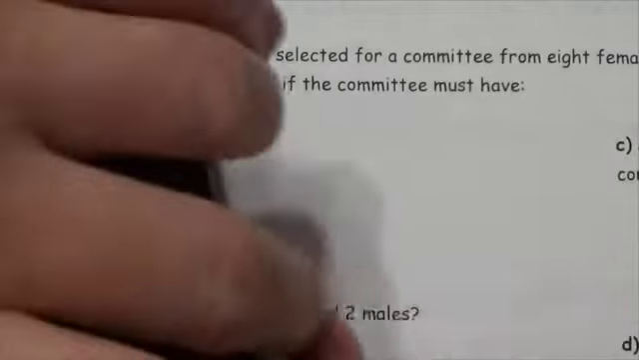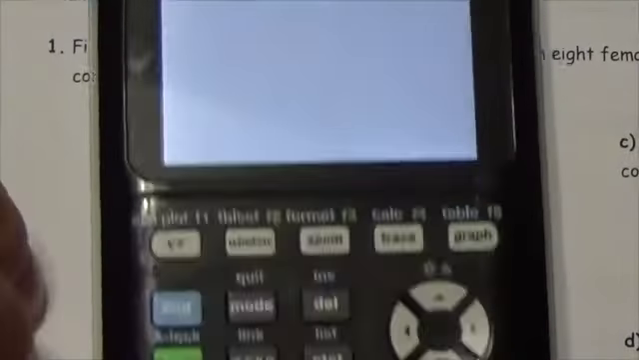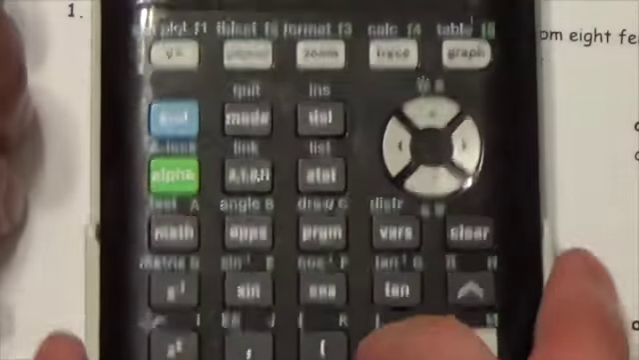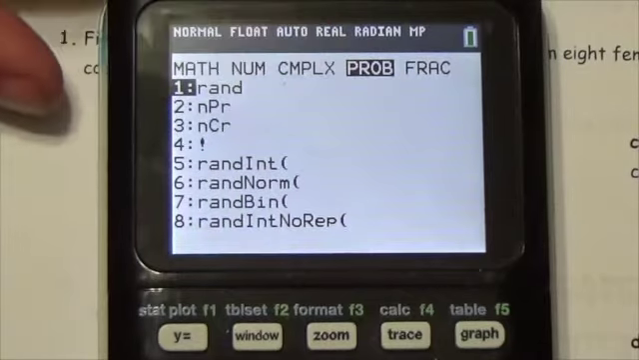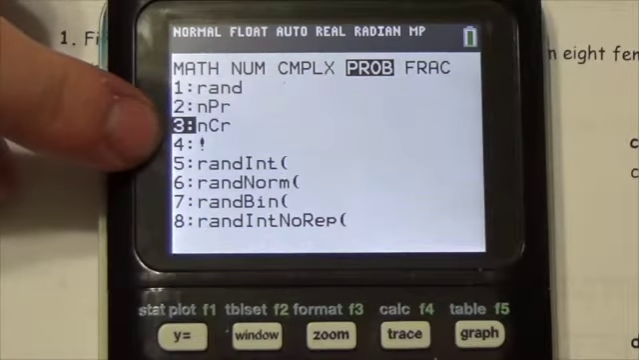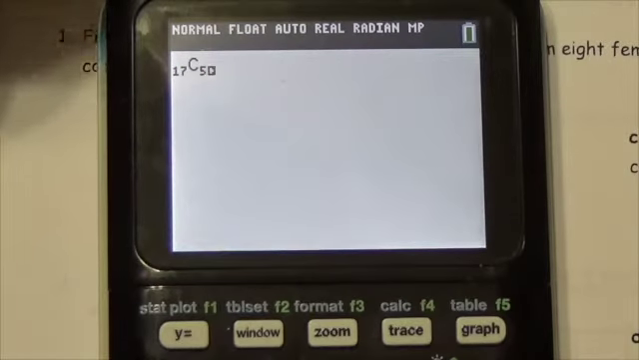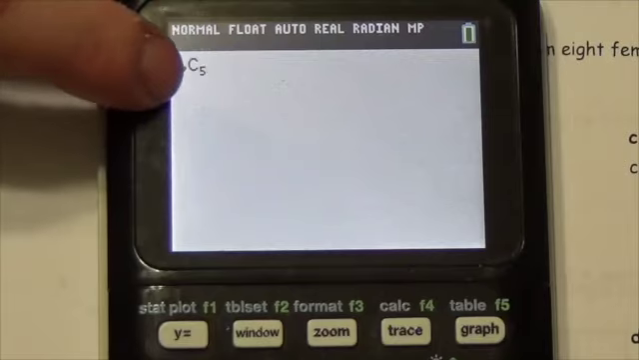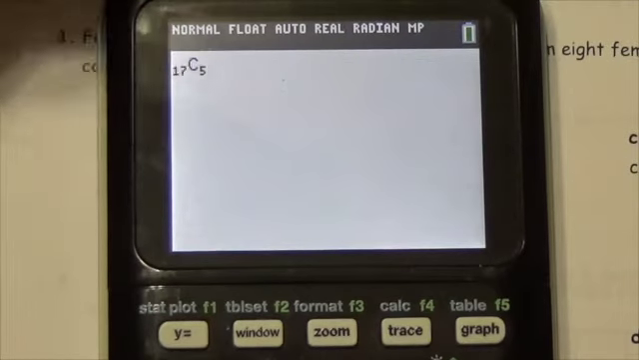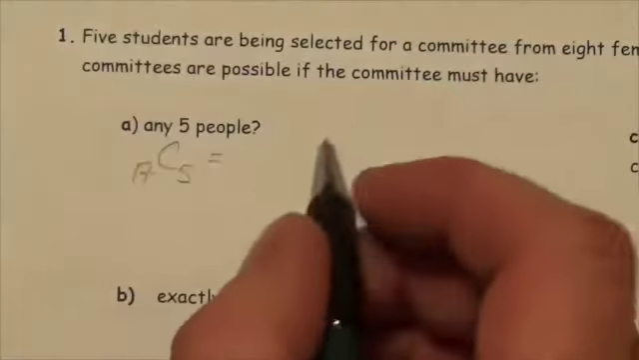Now let's go to the calculator and have a look at how you do that. So we're going to enter 17, then we're going to press our math button like we did before with permutations. We're going to go over to the probability menu, and then you can see number 3 is nCr. So there's 17 nCr, and we're interested in 5. 17 people to choose from, and we're going to choose 5 of them. And so there are 6,188 ways this could happen.